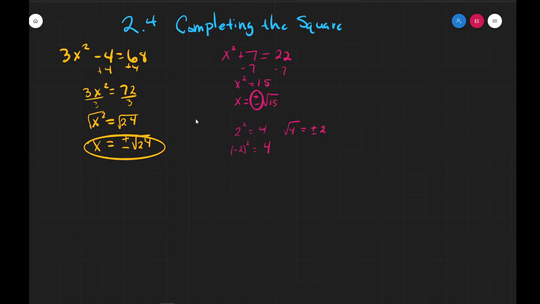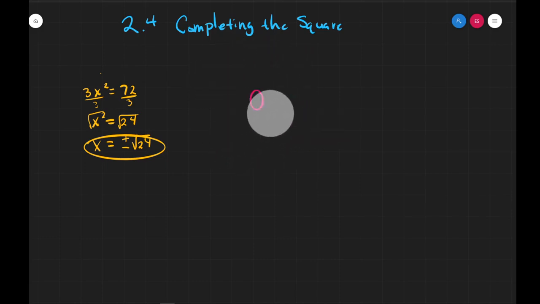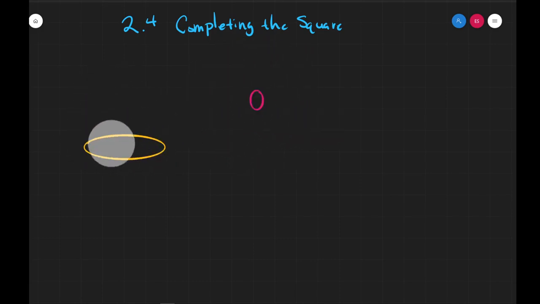So instead of just being able to solve and take square roots and get x by itself, we want to solve a slightly different problem. So what we're going to do for that is, let's take a look at a problem that looks like this. So let's say we have x squared minus 10x plus 25 equals 27.